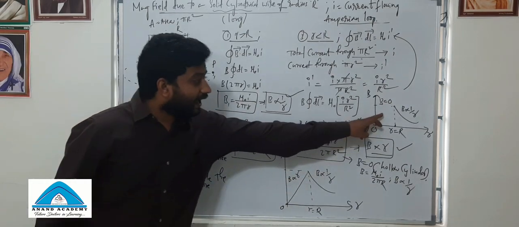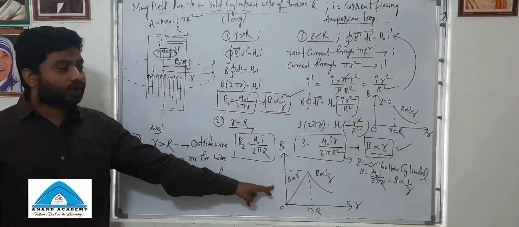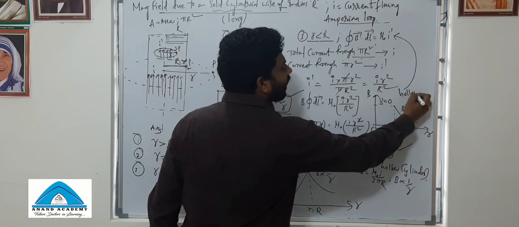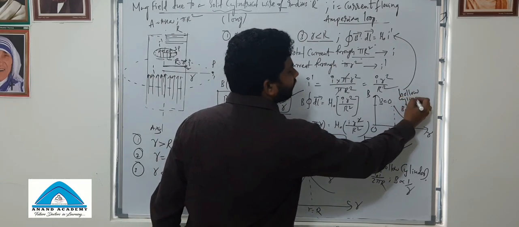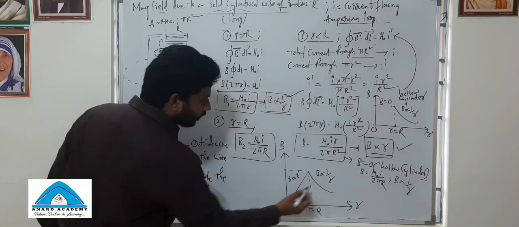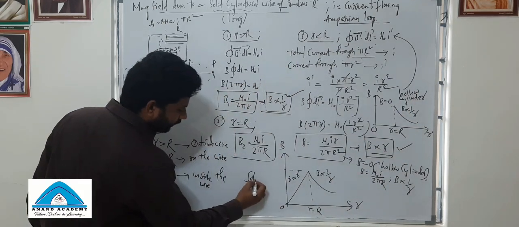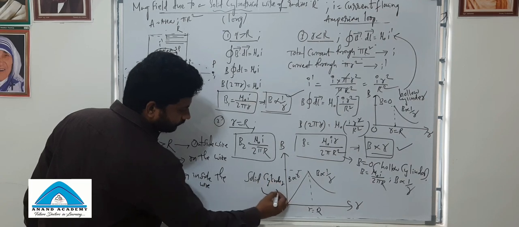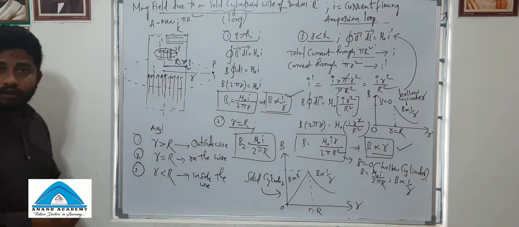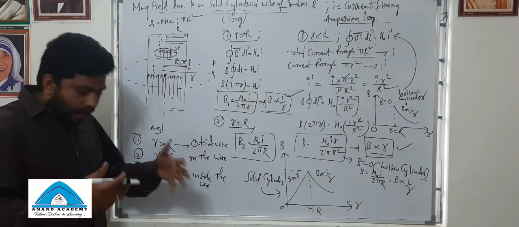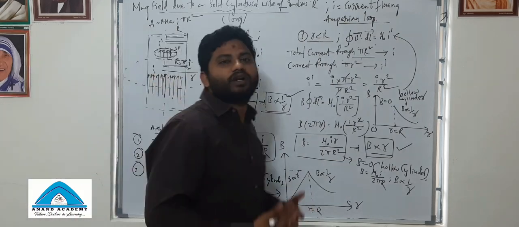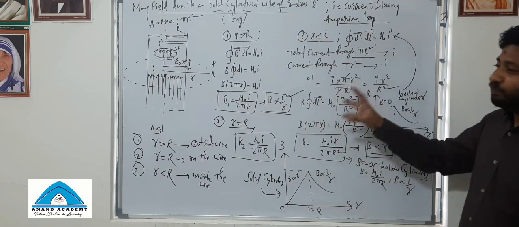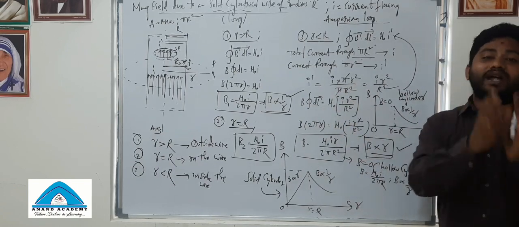Sorry, this is for the hollow cylinder and this is for the solid cylinder. So I'm writing here: this is for the hollow cylinder and this is for the solid cylinder condition. These are important graphs. In NCERT or in some books you may be referring to, this may not be there, but this is a very important topic, especially from your NEET point of view.